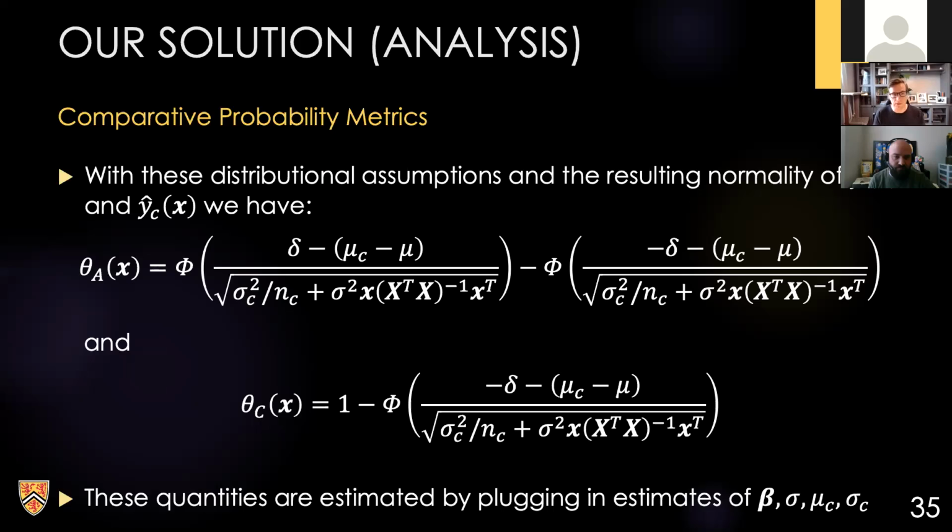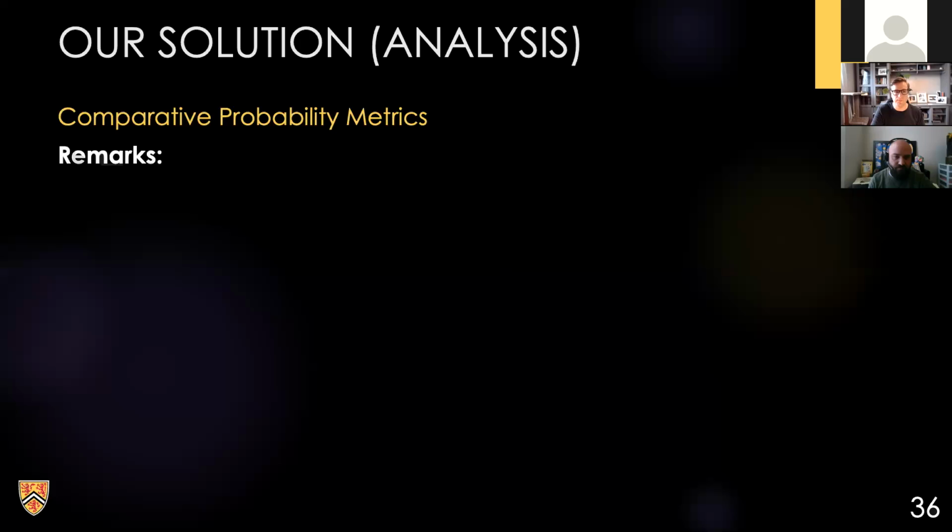The estimates of these probabilities we find by plugging in estimates of all of our parameters. So the mu's and the sigmas we estimate with the betas in the original model, and then estimates of the variance and the mean in our confirmation runs. And so we just plug these estimates into these equations, and we get our estimate of either the probability of agreement or the commensurate probability, as the case may be.